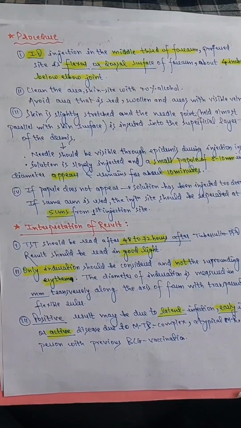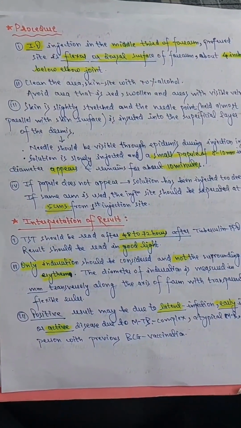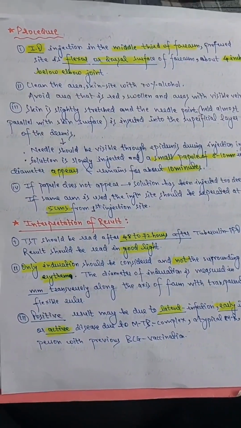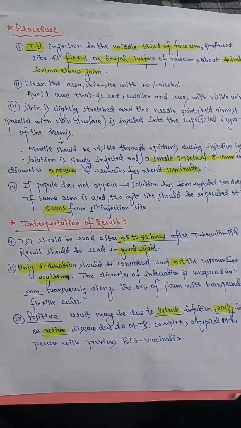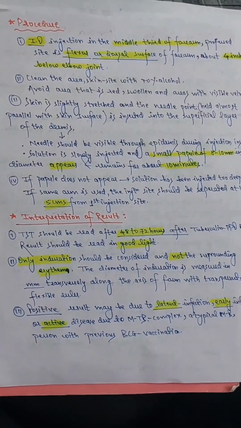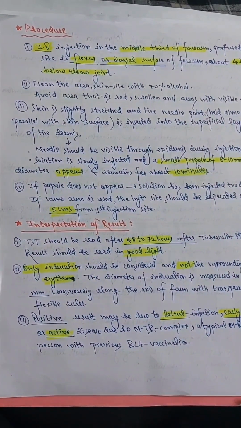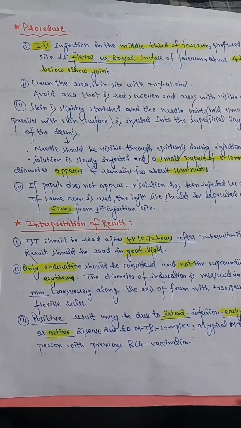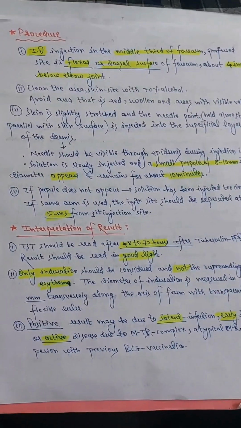So how is this Mantoux test performed? Basically we have to give an intradermal injection in the middle third of the forearm, and the preferred site is the flexor or dorsal surface of the forearm about 4 inches below the elbow joint. You have to clean the area with 70% alcohol, and we have to avoid areas which are red, swollen and areas with visible veins underneath.